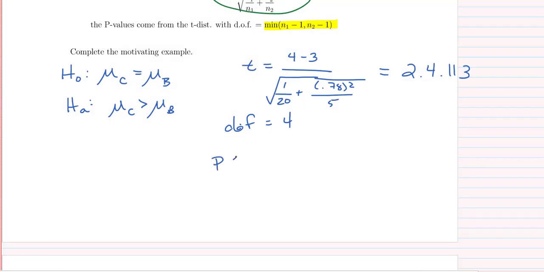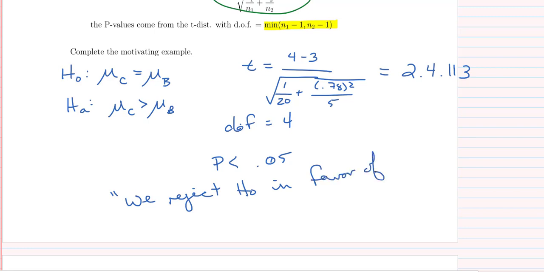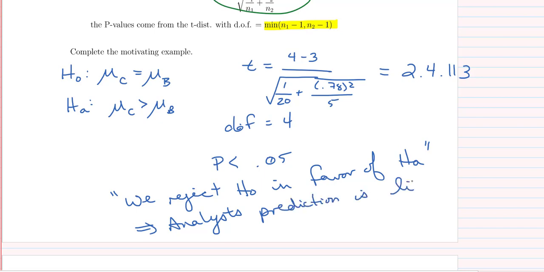So p is less than 0.05, which says we reject H0 in favor of HA, which implies that the analysts' prediction is likely to be correct, and our evidence is statistically significant at level alpha equals 0.05.